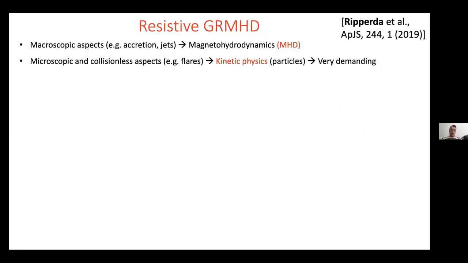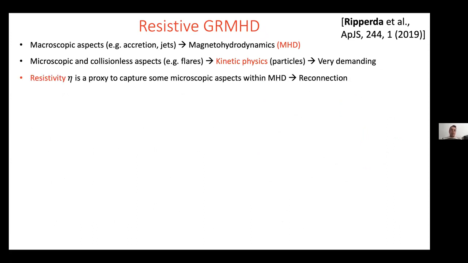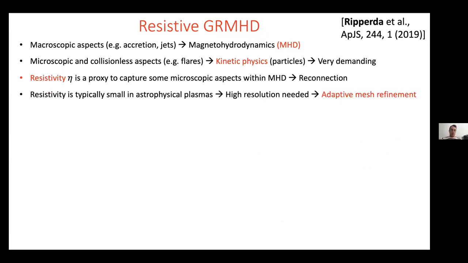So we are trying to go one step further and solve the resistive GRMHD equations. It still means that the macroscopic aspects are covered by the MHD flow, but we try to mimic the collisionless or microscopic aspects, for which you actually need kinetic physics, which is too demanding. We try to capture that in a resistivity, which can be scalar or tensorial; in this case it's scalar. And that resistivity allows for reconnection to occur.